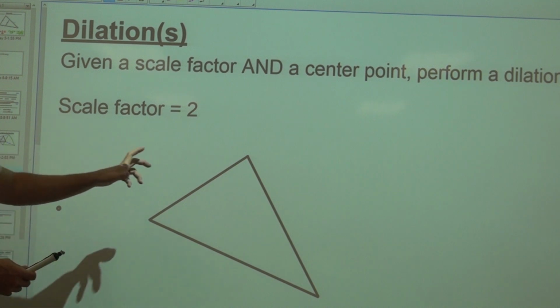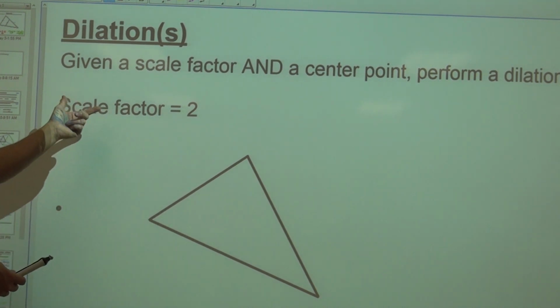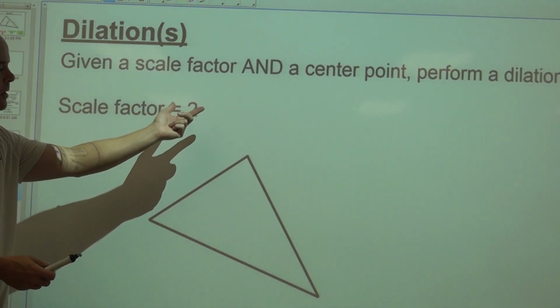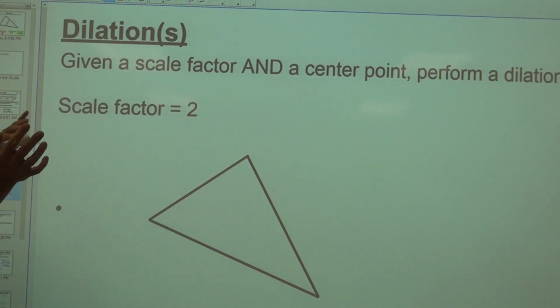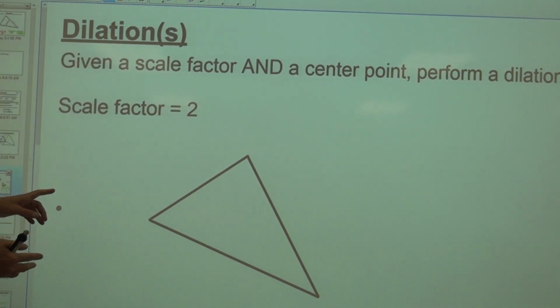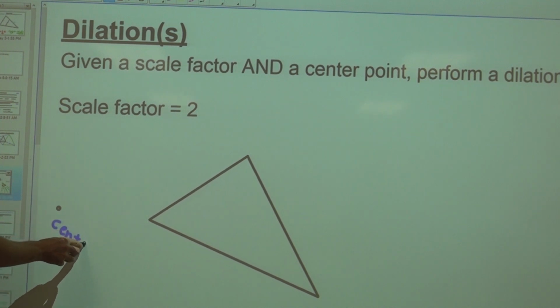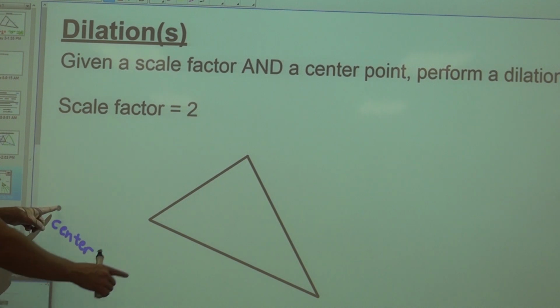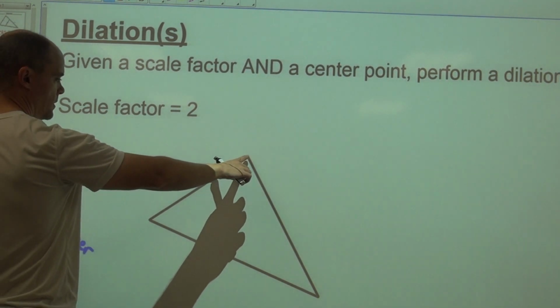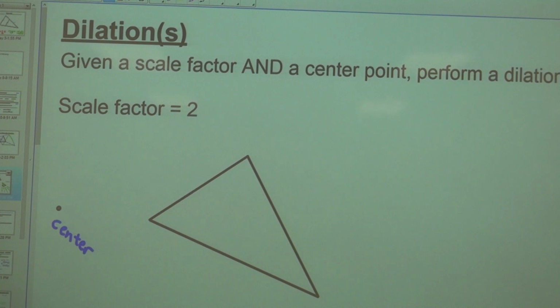So imagine we took this triangle, and I wanted to double it in size. Well, I can't just randomly double it and throw this triangle anywhere I want. I need a point of reference. Here it is. Here is the center of my dilation. So what would I do? I would measure this distance right here, and then I would double that distance.